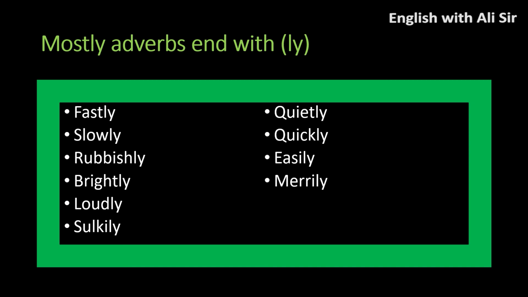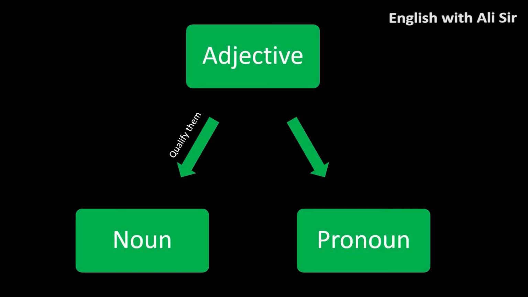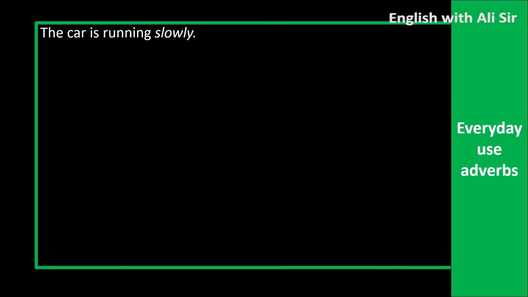In comparison to adverb, adjectives generally talk about noun or pronoun because they qualify noun. They talk about the quality of a thing or a person. But in comparison to adjective, adverbs talk about action, how action has been done. For example, if I say the car is running slowly, slowly is talking about how the car is running.